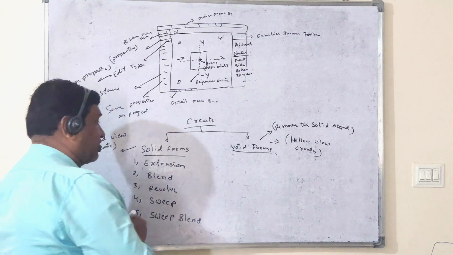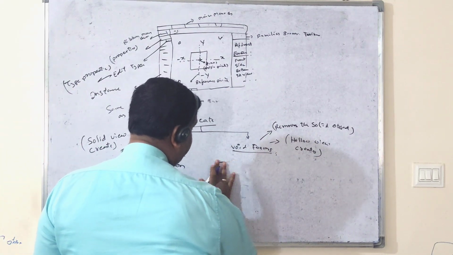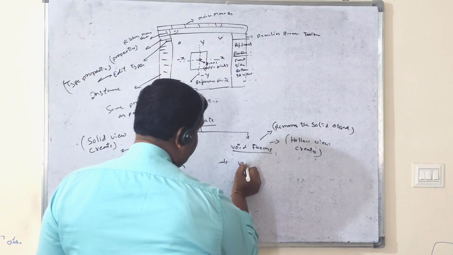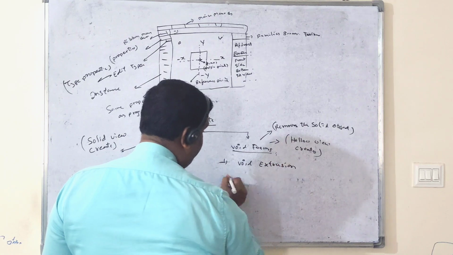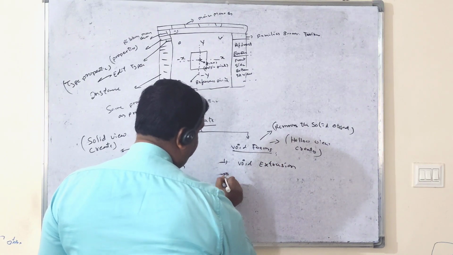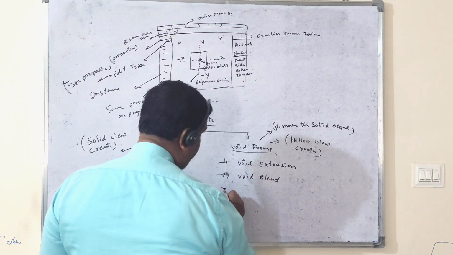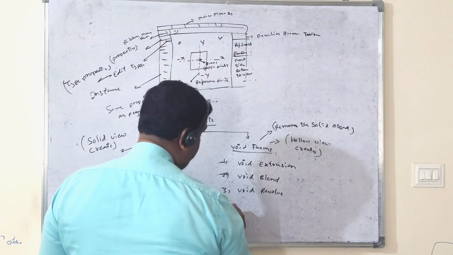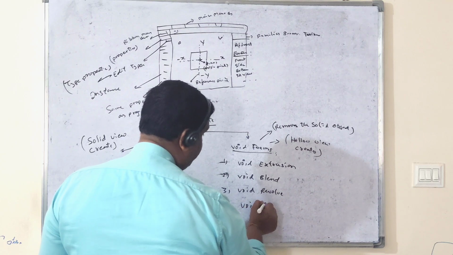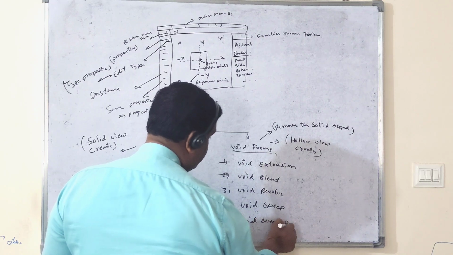So these tools are for solid forms creation, and there will be white forms creation tools as well. Again the same tools, same process, but here it becomes white extrusion. The name is the same, but the initial prefix is white forms: white extrusion, white blend, white revolve. Everything is the same, but only the hollow object is going to be created. White sweep, and last is white sweep blend.